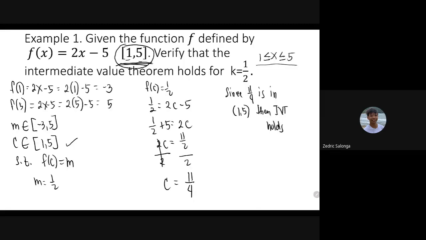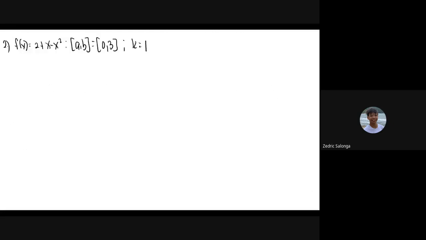Now, let's try number 2. Actually, hindi ko sinulat ang number 2 kasi kanina ko lang ito ginawa. So, for number 2, we have here f of x is equal to 2 plus x minus x squared. Our closed interval a, b will be 0, 3, and our k there is 1. Now, let us verify if the given function, which is 2 plus x minus x squared, in the closed interval 0, 3, satisfies the intermediate value theorem when our k there is 1.